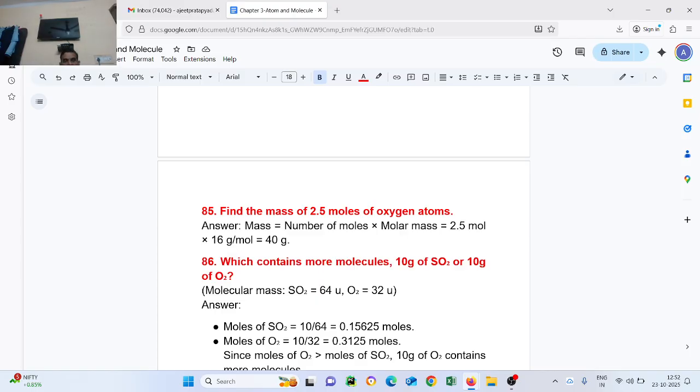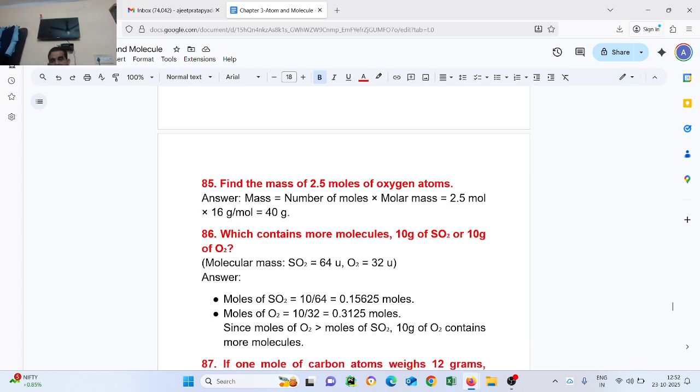Question number 8. Which contains more molecules: 10 gram of sulfur dioxide or 10 gram of oxygen? Molecular mass of sulfur dioxide is 64, oxygen is 32 unit. Moles of sulfur dioxide is 10 upon 64, 0.15 mole. Moles of oxygen is 10 upon 32, about 0.3 moles. Since moles of oxygen are more, 10 gram of oxygen contains more molecules.